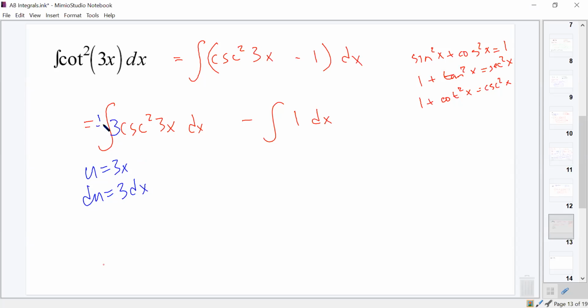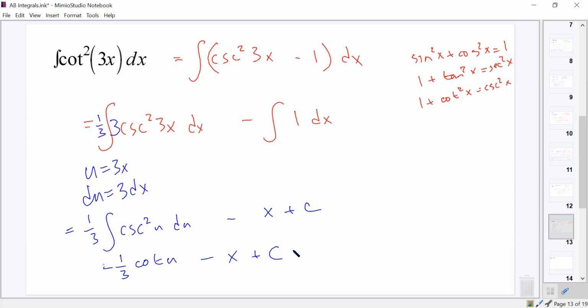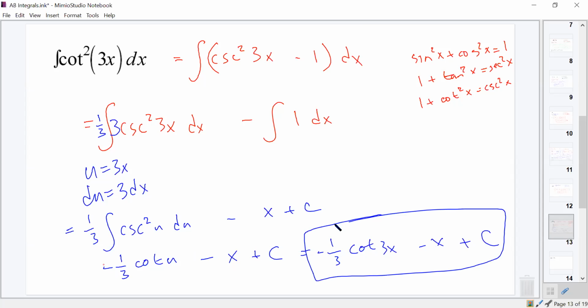So I'm going to have to put in a 3 and a 1/3. So we're going to end up with 1/3 the integral of cosecant squared u du. And then over here, we're going to have minus what's the integral of 1 dx. Should just be x, just x plus our constant. And then the integral of cosecant squared u ought to be negative cotangent u plus some other constant. So I'm going to have plus a constant and plus another constant, which is just going to be plus a constant. And then we'll replace the u with negative 1/3 cotangent 3x minus x plus c. Any questions or issues on that?